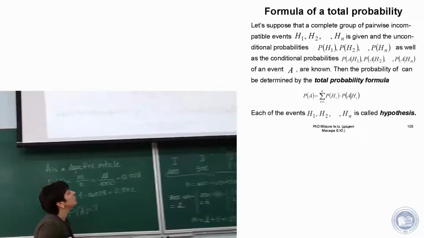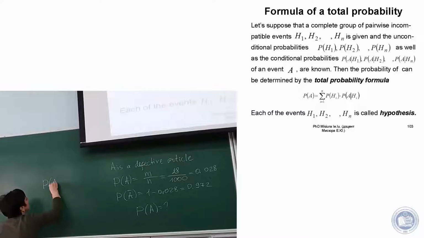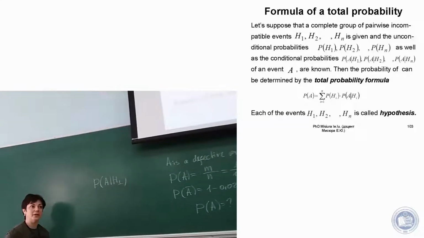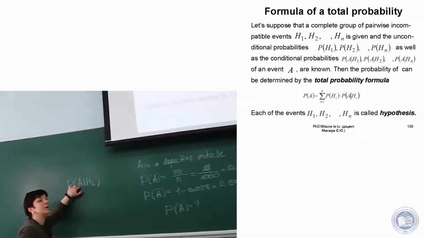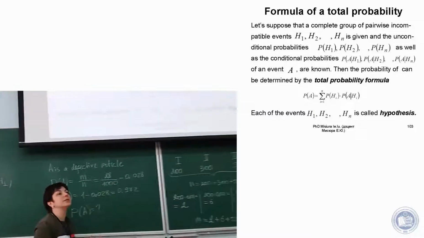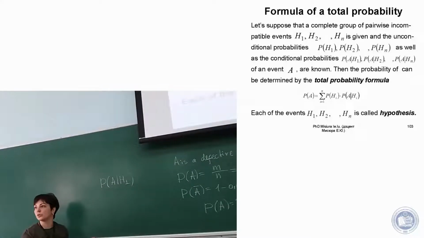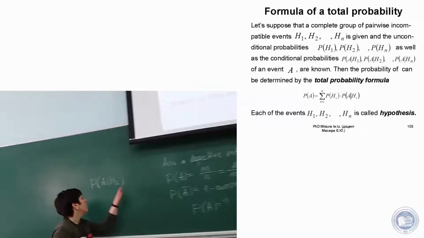This formula is used if you have conditional probabilities. Please look at this denotation: P of A under condition H1. How to explain? It means the conditional probability that this event has occurred. For example, you know that this article is defective, or you know that this article was produced by the first machine. For example, is all clear?